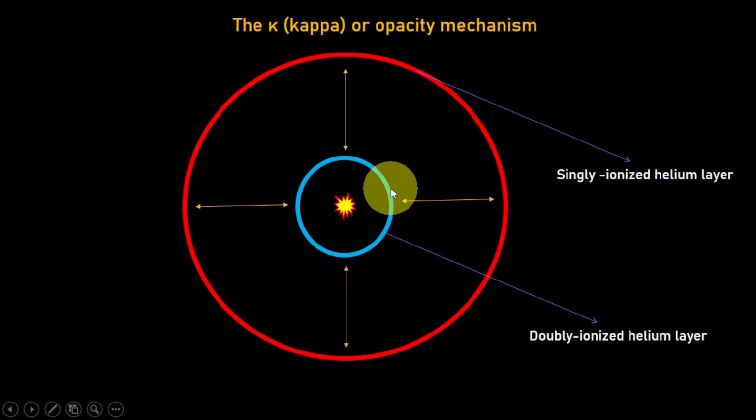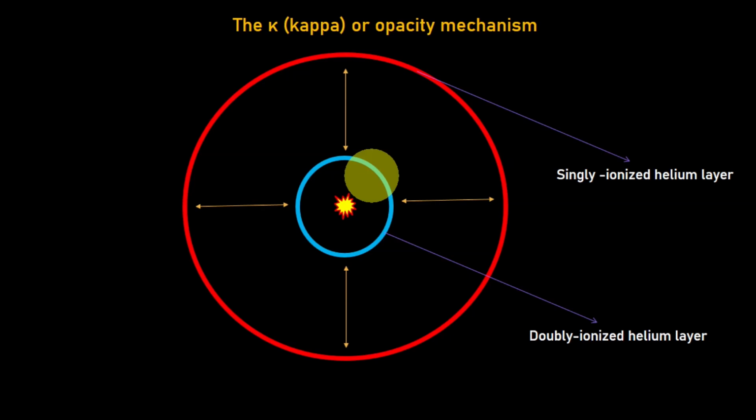In the layer closer to the core, the temperature is high enough because that is where the fusion takes place. Because of the closeness of this layer, all the helium here is completely ionized, so we call it the doubly ionized helium layer. Because of that, it becomes very opaque to light. Light does not pass through. So there's going to be a buildup of radiation pressure in this zone that is going to overpower the gravity of the infalling matter.